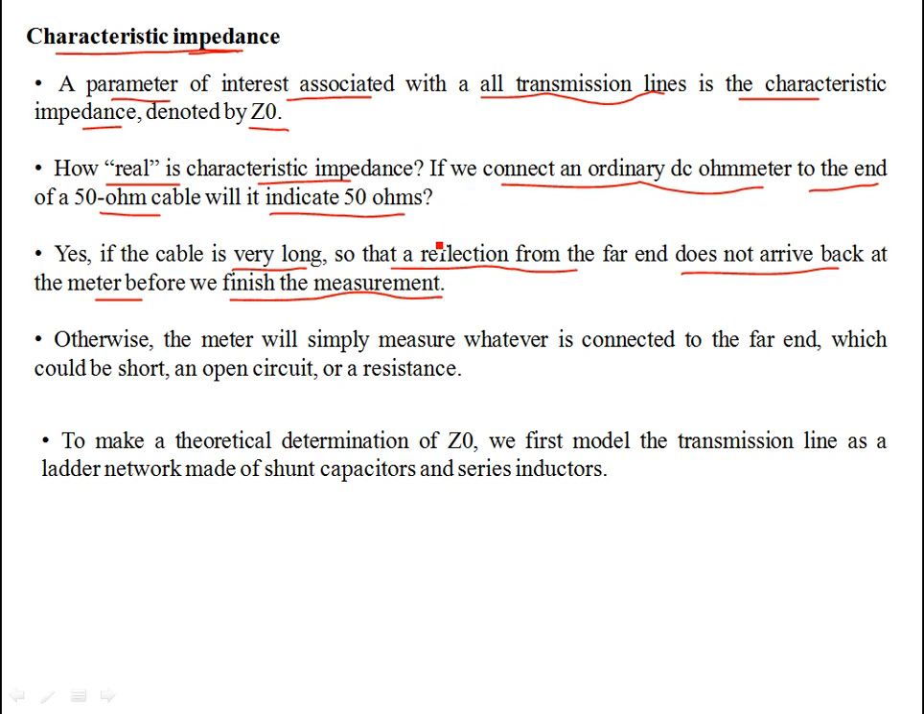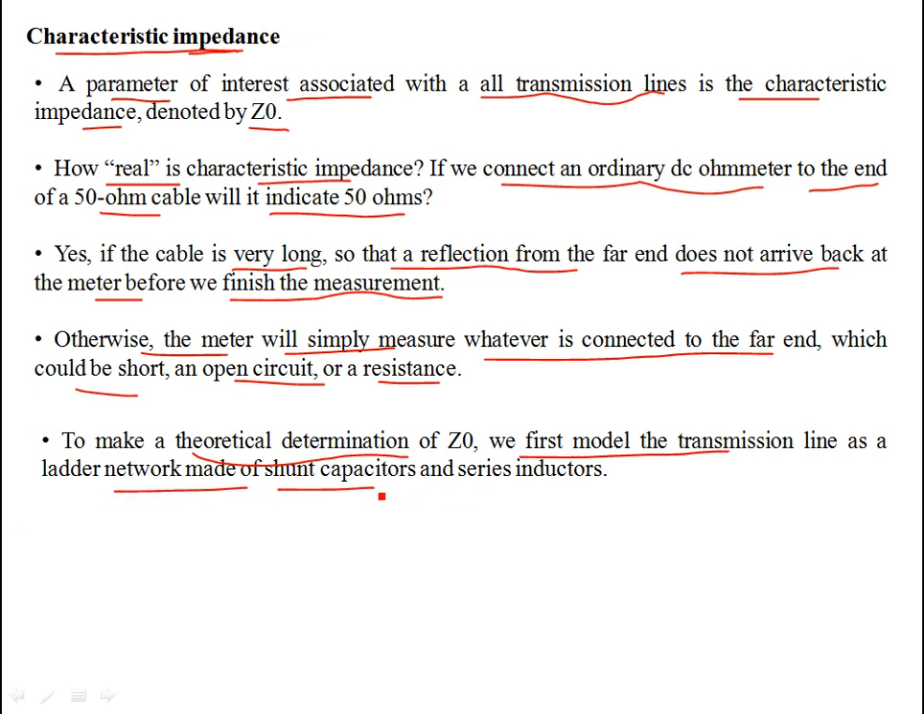But what if the line is not infinitely long, or if you have reflections due to arbitrary load terminations? Then you have a variable impedance. Otherwise the meter will simply measure whatever is connected to the far end, which could be a short circuit, open circuit, a resistance or an arbitrary load. So to make a theoretical determination of Z naught, let's model the transmission line as a ladder network.